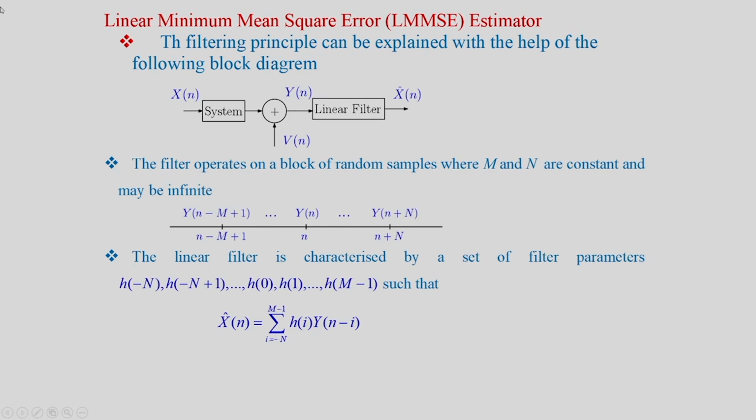Where M and N may be infinite. The linear filter is characterized by a set of filter parameters corresponding to this block of data: h sub minus N, h sub minus N plus 1, then up to h0, then h1 up to h sub M minus 1, such that the filtered output will be given by x hat n equal to summation hi into y n minus i, i going from minus N to M minus 1. So, we can get x hat n, the estimator for xn, by this relationship, that is the convolution operation, which is given by summation hi into y n minus i going from minus N to M minus 1.